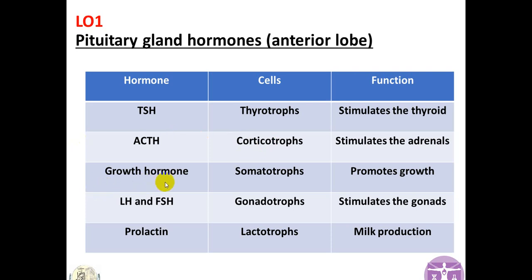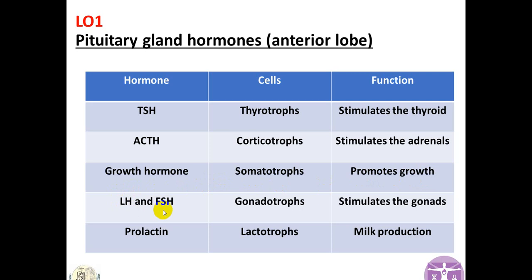Then we have the growth hormone. And by the way, the growth hormone secreting cells are the largest cells in the anterior lobe of the pituitary gland, the most abundant type of cells present in the anterior lobe. So these cells are called somatotrophs, and the word somato means growth of the body. And it's very clear that the growth hormone promotes growth, very essential especially during childhood.